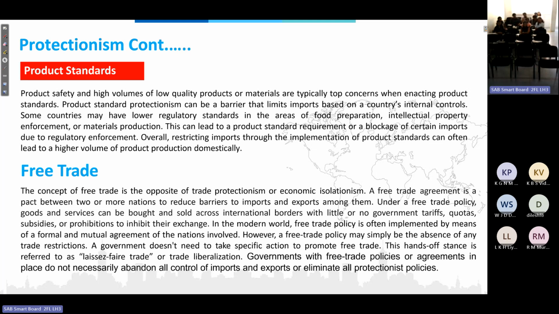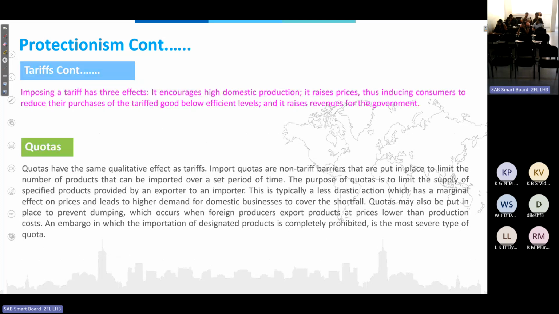For example, GSP Plus, SAFTA, NAFTA. South Asian Free Trade Agreement, SAFTA. SAARC also. Indo-Lanka free trade agreement. Likewise, there are different free trade agreements. I have uploaded one free trade agreement for your evaluation as well. So now we will read about free trade agreements. Put a topic: free trade agreement.